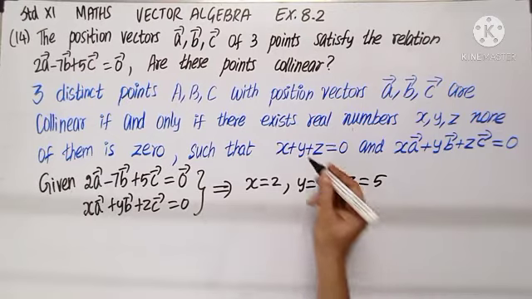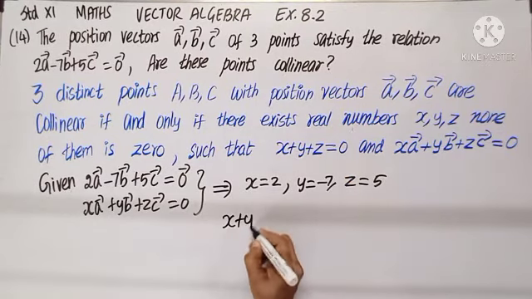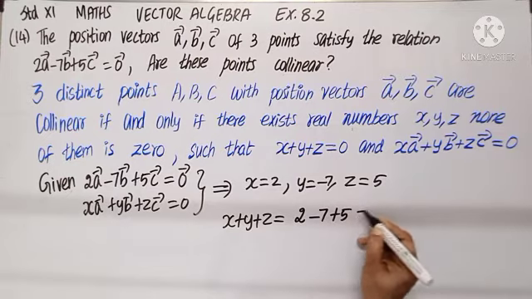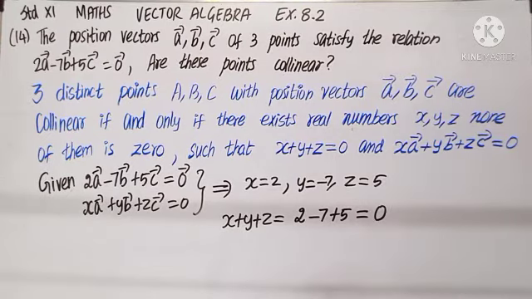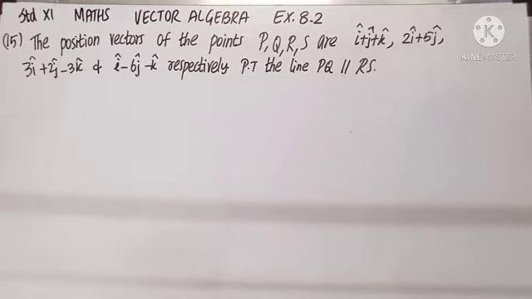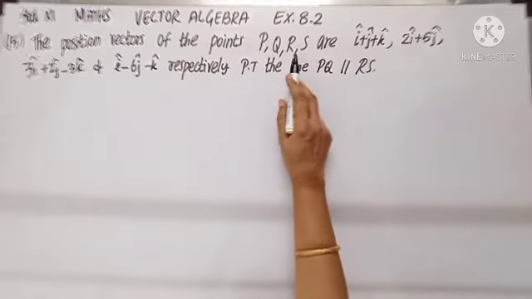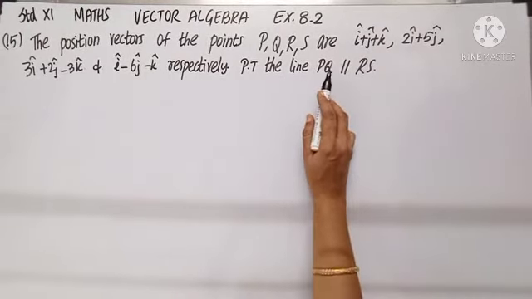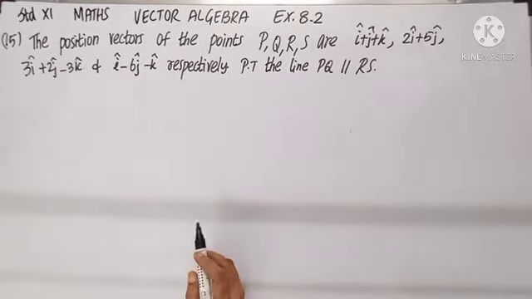Let us check this condition. x plus y plus z is 2 minus 7 plus 5 and we arrive at 0. Therefore, we can conclude the given three vectors A, B and C are collinear. Question number 15. The position vectors of the points P, Q, R and S are given. We need to show that the lines PQ and RS are parallel.